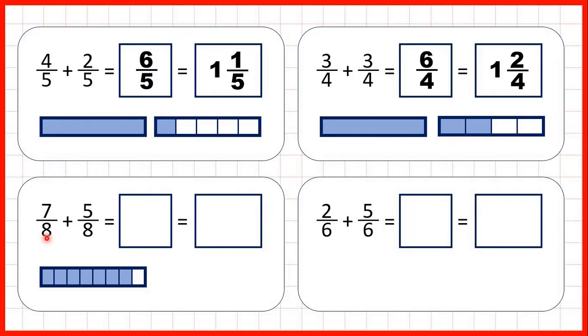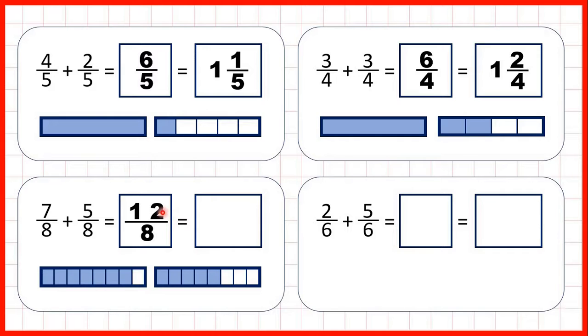Now 7 eighths, so 7 parts out of 8, and we're adding 5 eighths. That gives us 12 eighths altogether, because remember, when we add fractions with a common denominator, the denominator stays the same in our answer, and we just add the numerators. And you can see that each of these pieces is 1/8, and we have 12 pieces altogether.